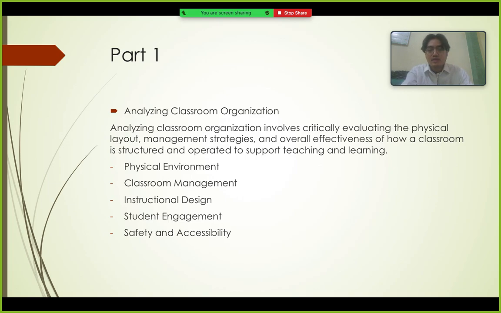And last, safety and accessibility. Ensuring that the classroom environment is safe, welcoming, and inclusive for all students. This involves considering factors such as physical safety measures, accommodation for students with disabilities, and the overall inclusivity of the learning environment.